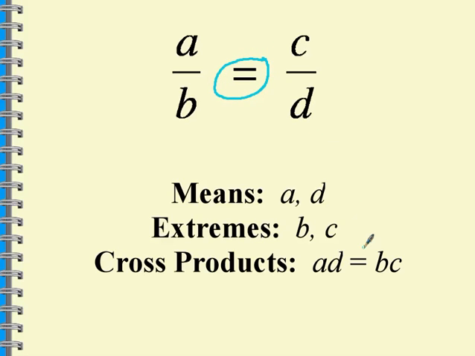Okay, so we have the means, which are A and D. We have the extremes, which are B and C, and then we have the cross product, which is what we actually found: A times D and B times C. Now the nice thing about this is they actually tell us that if that proportion exists, if A over B equals C over D, then A times D has to equal B times C. So that's what we're going to be doing today, solving proportions. So let's go ahead and look at an example.